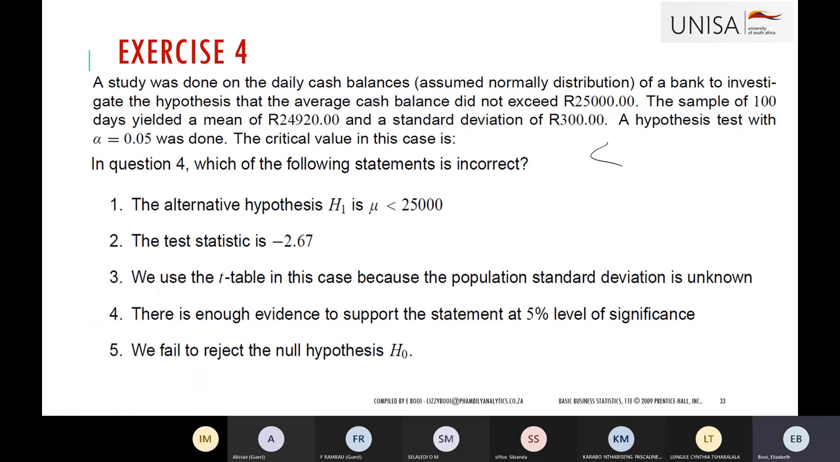Okay, so let's do it step by step as you have requested. Step number one, state the null hypothesis and alternative hypothesis. Our null hypothesis will state that the mean, because this says it did not exceed, so it cannot come into the null hypothesis. So in the null hypothesis, we can just say it is equal to 25,000. The only important information will go in the alternative, which will state that it does not exceed, which will be less than 25,000.